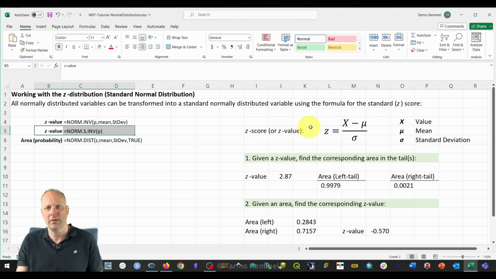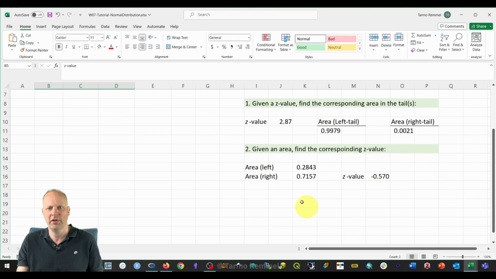So I've got some worked examples here on the right hand side. I'm just going to scroll up just a bit. Given a z value, find the corresponding area in the tail or in the tails. So if somebody gives you a z-score, the z-score is 2.87, then the area in the left tail will be this, and the area in the right tail will be that.